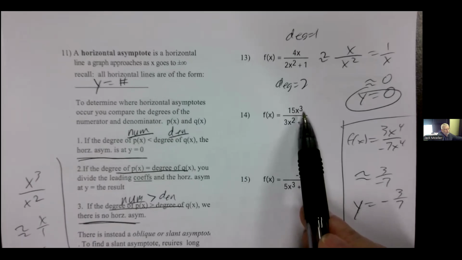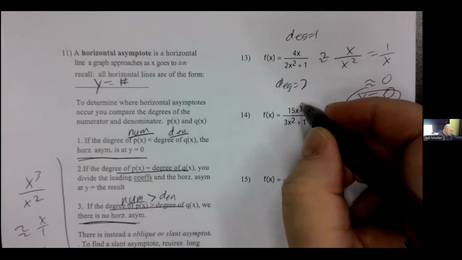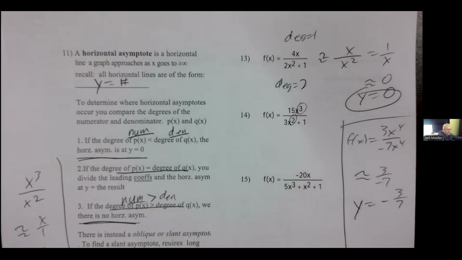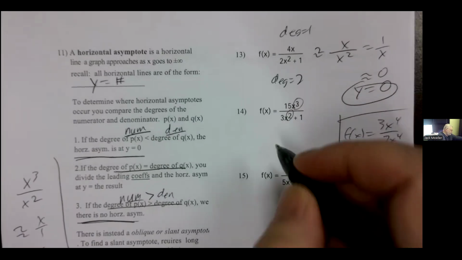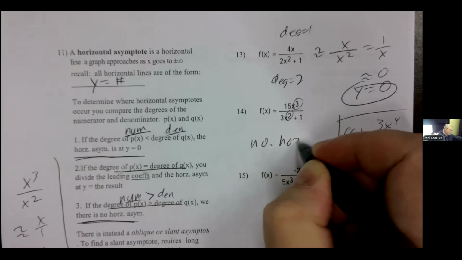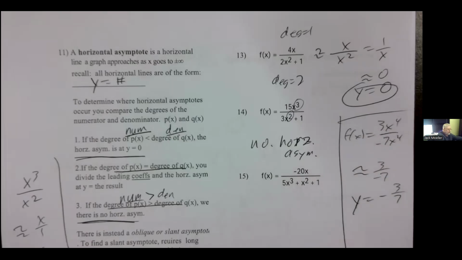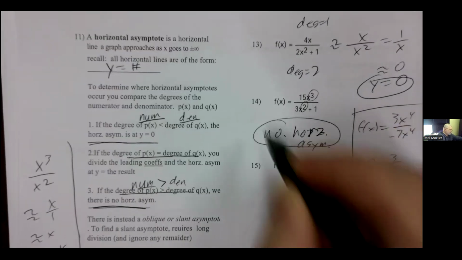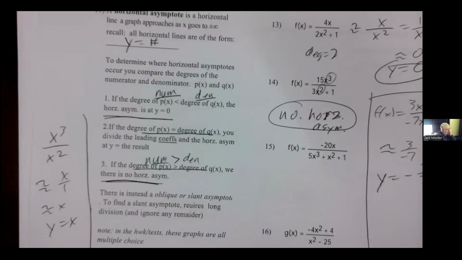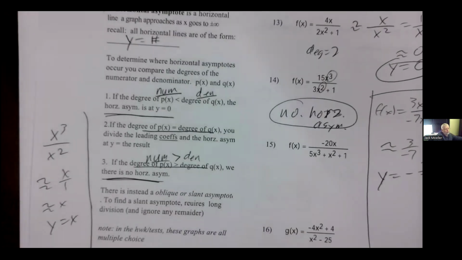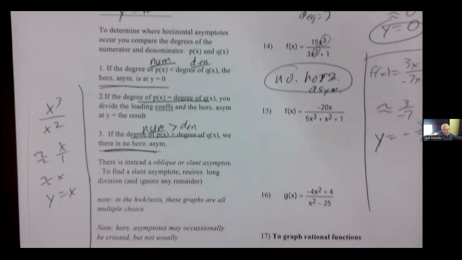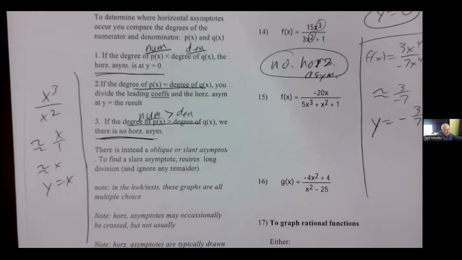What about 14? The degree of the top is 3. Degree of the denominator is 2. So now the degree of the top is larger. So if the degree of the top is larger, there's no horizontal asymptote, because it's a slanted asymptote. But the answer will be no horizontal. And that will be a choice in MyMathLab. All right, so go ahead and do the next two right quick, and then we'll start putting this all together.